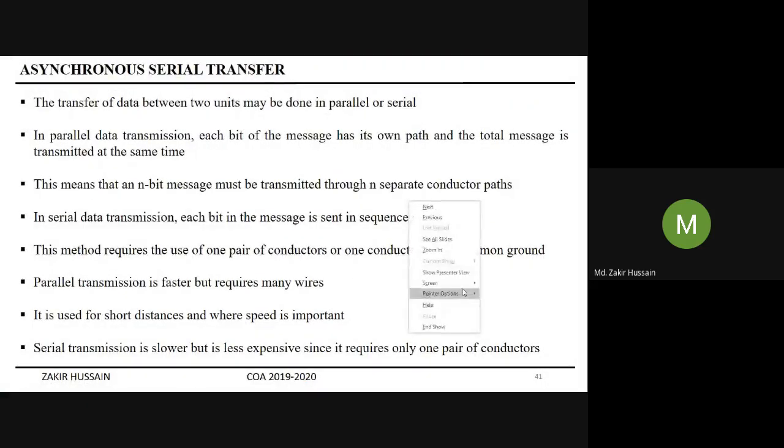That is what we are talking about here. This method requires the use of one pair of conductors, meaning two wires: one conductor and the common ground, nothing but a pair. So parallel transmission is faster but requires many wires. This is also very evident. In parallel, all bits go in one shot, but several wires are required. It is used for short distances and where speed is important. This is very important. Serial transmission is slower, but is less expensive since it requires only one pair of conductors. This is very obvious.